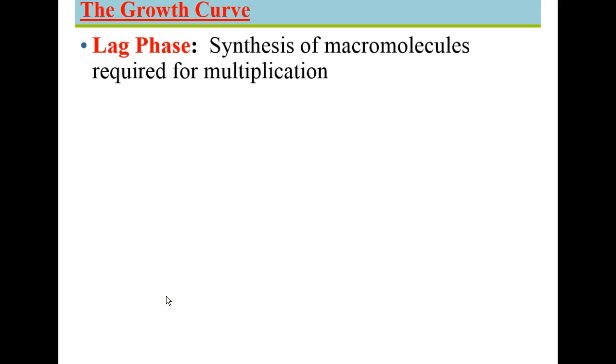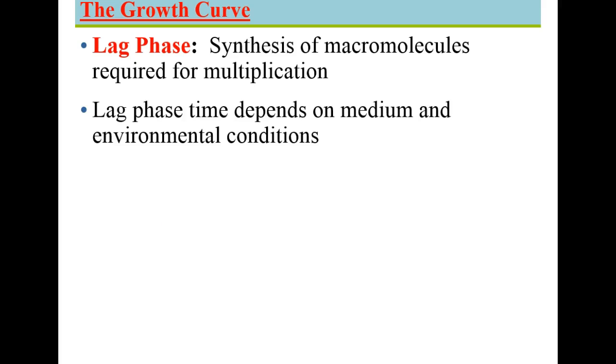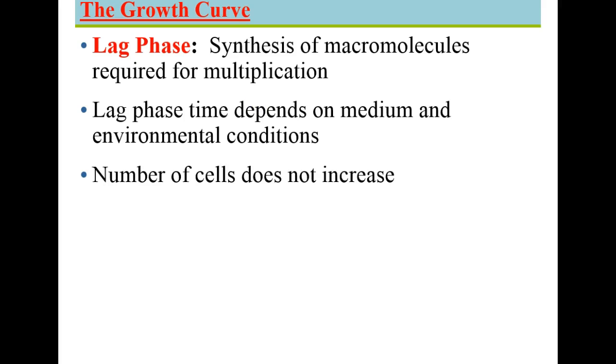Lag phase is the phase at which the numbers in the population remain the same. Bacteria have been just inoculated into the medium and they're getting used to the new environment. Synthesis of macromolecules required for multiplication take place. The length of the lag phase depends on the medium and environmental conditions like temperature. In the lag phase, the number of cells do not increase.